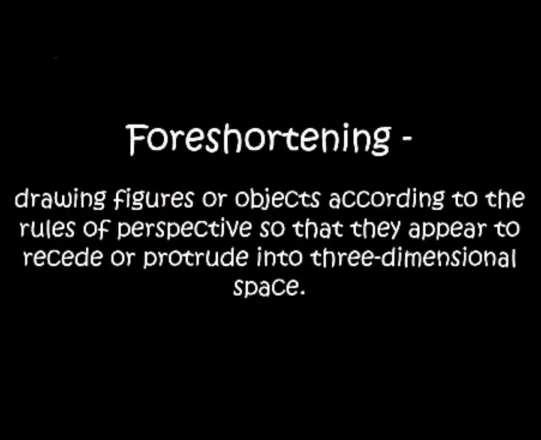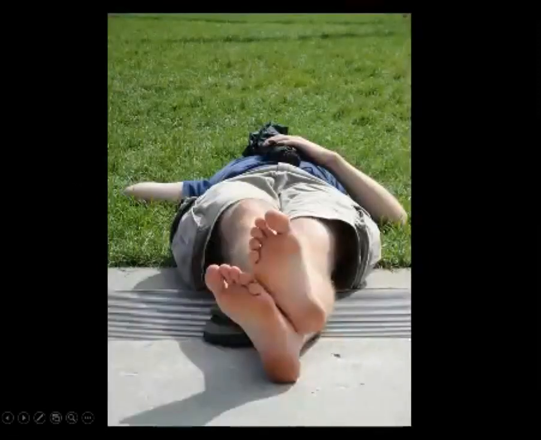Definition of foreshortening. Drawing pictures or objects according to the rules of perspective so they appear to recede or protrude in three-dimensional space. And here's a very simple photographic illustration that, yeah, we know this guy is actually not that tall, our mind automatically understands he is just laying down.